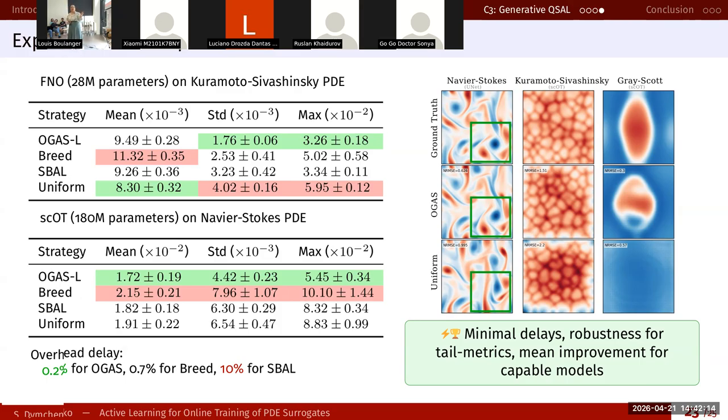It's one trajectory state. So we can see in this area, which I highlighted by the green square, the model trained with OGAS managed to capture, not exactly, but managed to capture these two vortexes there. And then the uniform, the surrogate just lost this information for this state. Similar effect we can see for the other PDEs that were studied in this experiment.